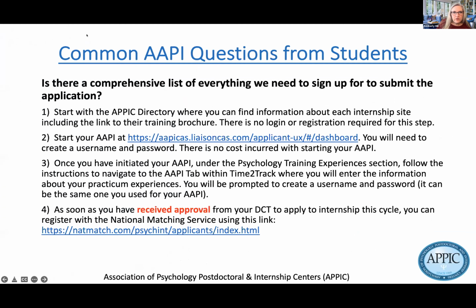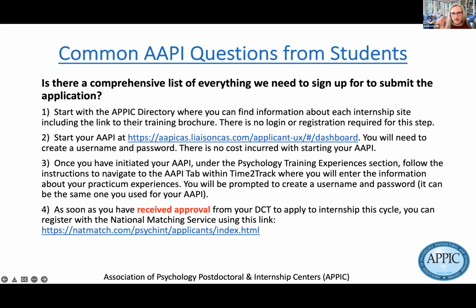A common APPIC question I get from students is: is there a comprehensive list of everything we need to sign up for to submit the application? It seems overwhelming, but there's really not too many stops for the students. They start with the APPIC directory, just to search for your sites. There's no login or registration required for that step. They start their APPIC at this link. They create a user and password. There's no cost incurred with starting the APPIC. Again, you can start that in year one.